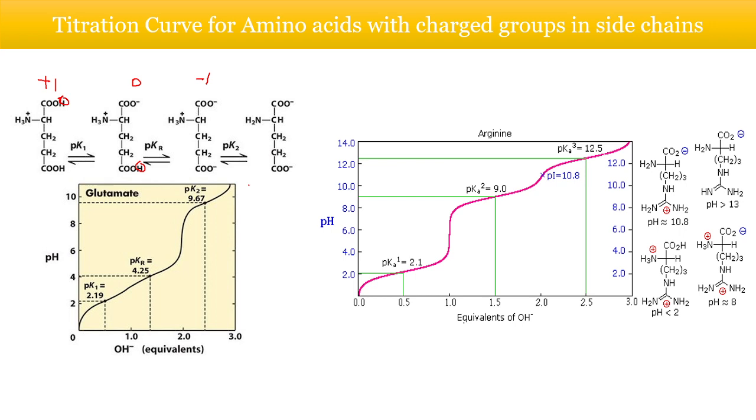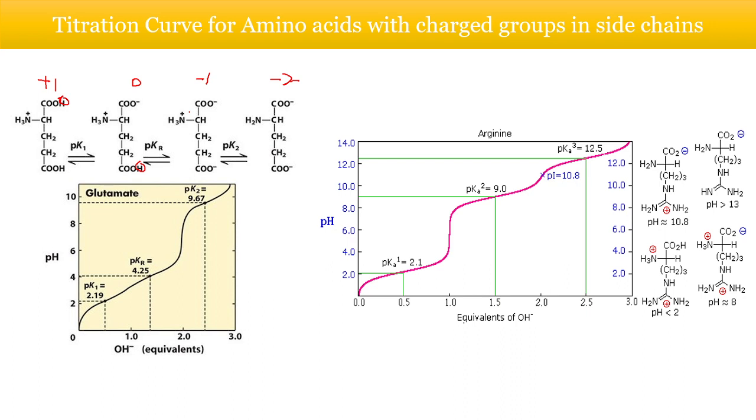On further increasing the pH, this has 3 equivalence points. Here we get the first equivalence point, then the second, and this is the third. When we have increased the pH a lot, we get a charge of -2, where the proton is lost from this amino group. So first glutamate has a charge of +1, then 0, then -1 and -2.